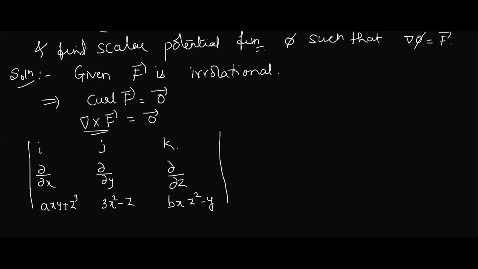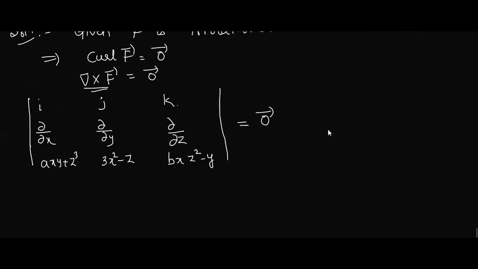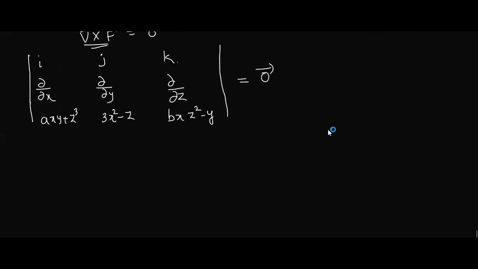This is how we take curl F. But don't forget, this is already equal to a 0 vector, because it is irrotational. Now, expand the determinant. Before expansion, just assign the signs. The procedure says plus, minus, plus. So i into, leave the row and the column, take a product like this. So dou by dou y operating on what here? bxz square minus y. Correct? Minus. Dou by dou z operating on what term?